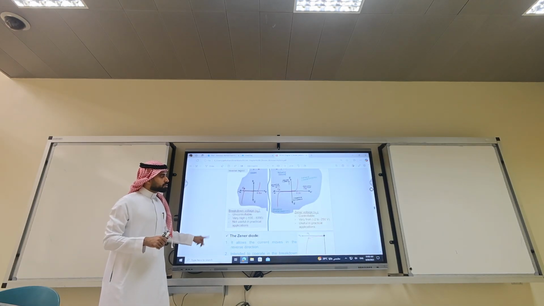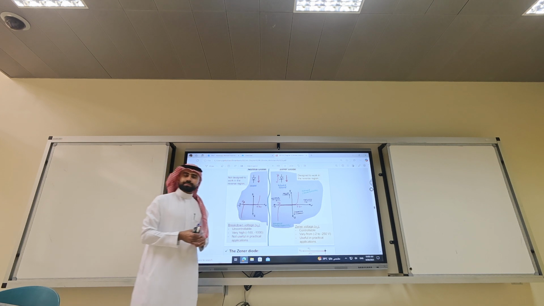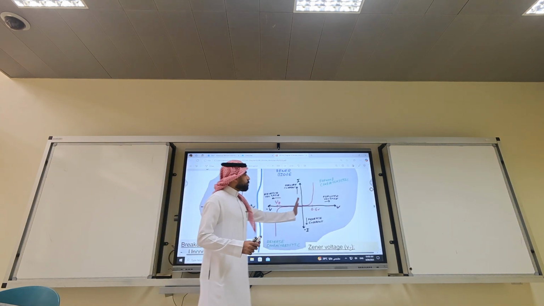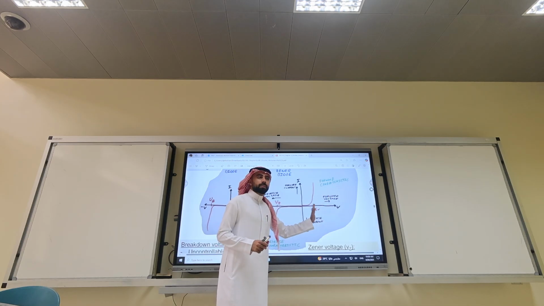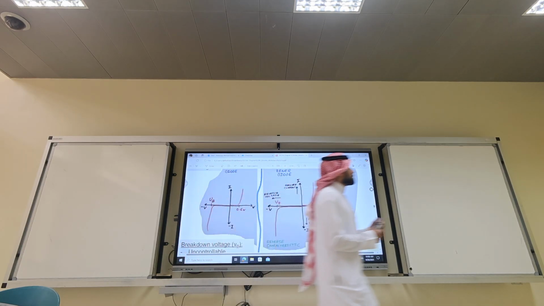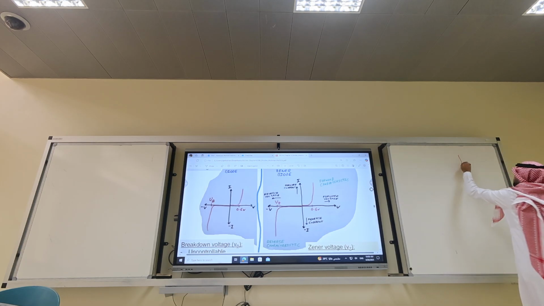Back to the Zener diode. What did we say about the Zener diode? We said for the Zener diode, we can operate at the forward region if we apply a positive voltage, and we will model it as a battery of 0.6 or 0.7 volts. But this is not our main operation. Our main operation will be in the Zener region. And we talked about the circuit.